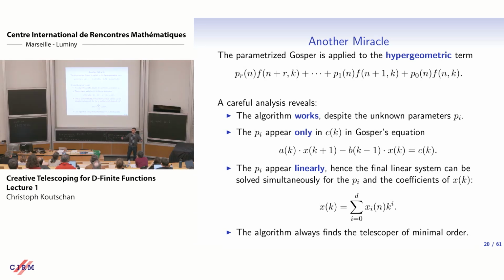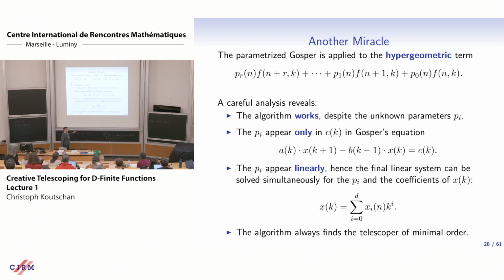Of course, I don't put contradictions into my slides. It doesn't say it finds the minimal order recurrence for the sum. It says it finds the minimal order telescoper, and this is a difference. The telescoper is a recurrence that comes with the certificate, with the antidifference on the right-hand side. And indeed, there is no smaller recurrence that satisfies this property. But the sum, by coincidence, indeed satisfies a smaller recurrence.